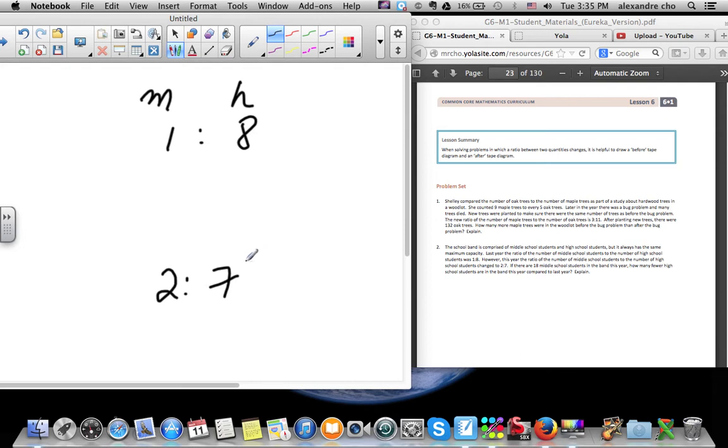How many fewer high school students are there in the band this year compared to last year? Well, okay, and this year there are 18 middle school students. So let's figure out. This is last year, and this is this year.